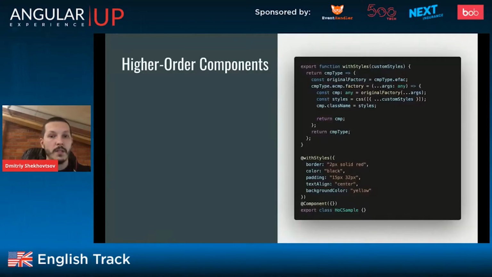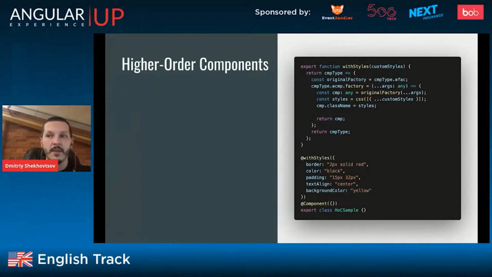Higher order components is a quite new topic. Unfortunately, that's not the easy thing to do because, as you could see from the code sample, at least 2 parts here are using private APIs. If you take a look at the const originalFactory = component.type.ɵfac, that is access to the factory, which is a private API. And on the next slide, you have ɵcmp component factory, which is again private.